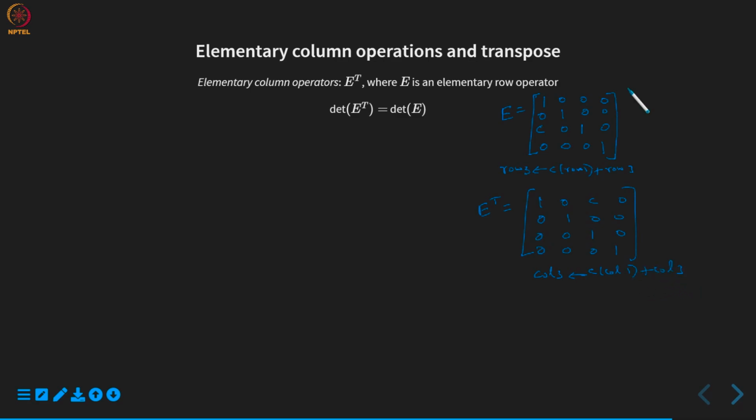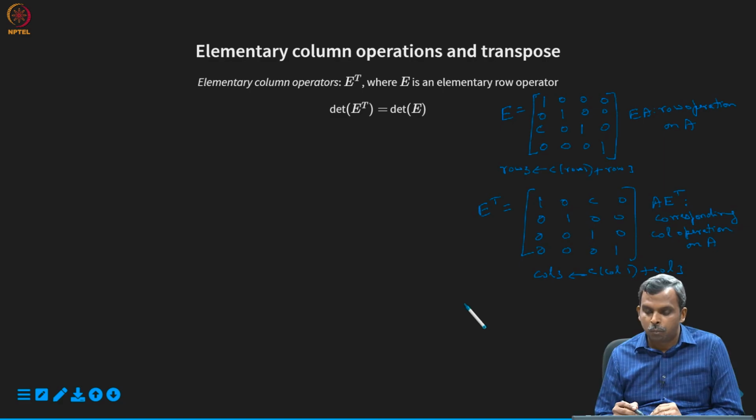Remember, when you do E times A, it is a row operation on A. How do you do a column operation on A? You have to do A times E transpose. A times E transpose is the corresponding column operation on A. So this picture is good to keep in mind: when you do row 3 is row 3 plus C times row 1, and you want to do the same thing for columns, you take that E, do a transpose, multiply on the right, and then you're doing the column operation. Okay, so that's one thing.